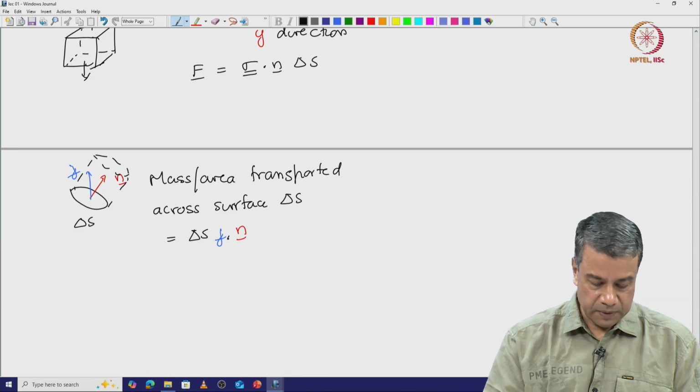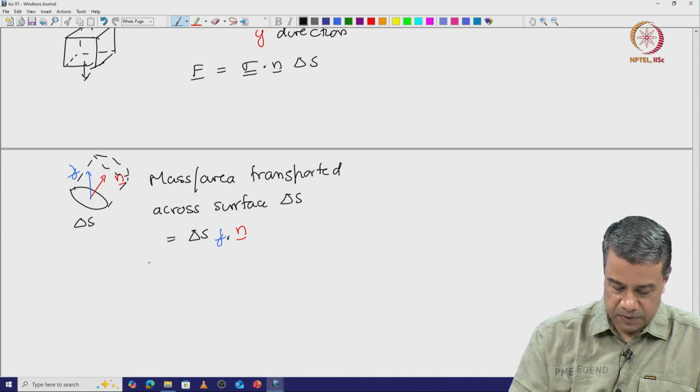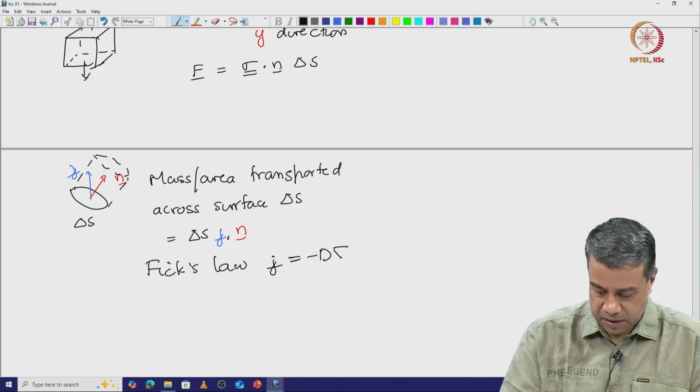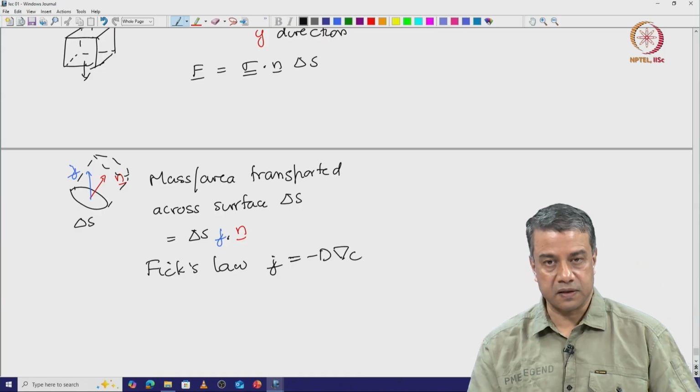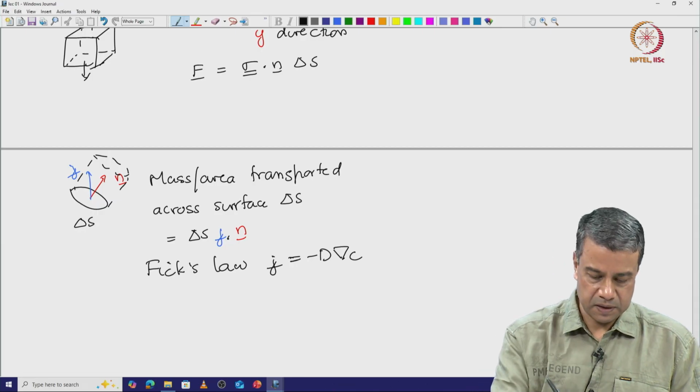For this reason the mass flux is in the direction of the constitutive relation, which is Fick's law, J is equal to minus D grad C. It is along the direction of decreasing concentration. Mass tends to move from higher concentration to lower concentration.